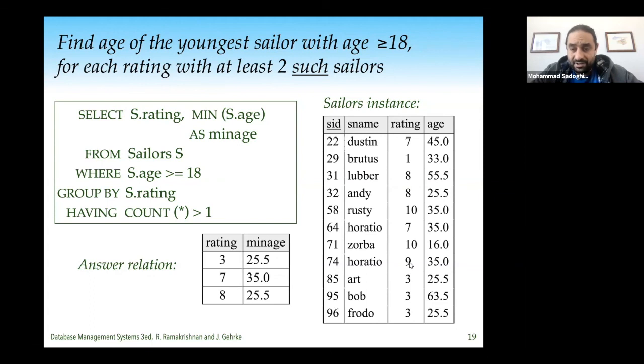If you look at 9, well, 9 is only 1 of them. So even though it's greater than 18, the group of rating 9 is only 1, and doesn't satisfy the having clause. 9 is not selected. And for the same reason, 1 is also not selected because there's only 1 of them. Any questions?